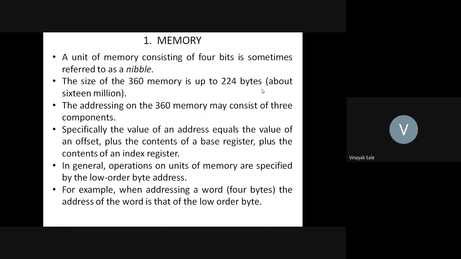Then addressing on the IBM 360 memory is consist of three components. Specifically, the value of address is equal to value of offset plus contents of base register plus contents of index register.